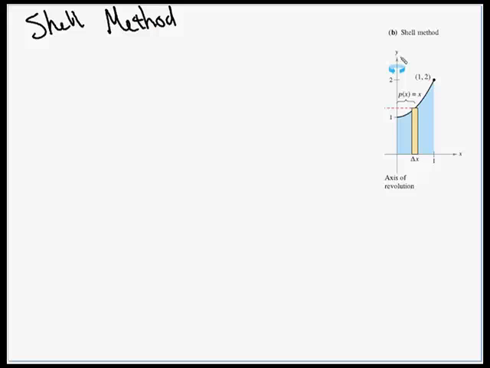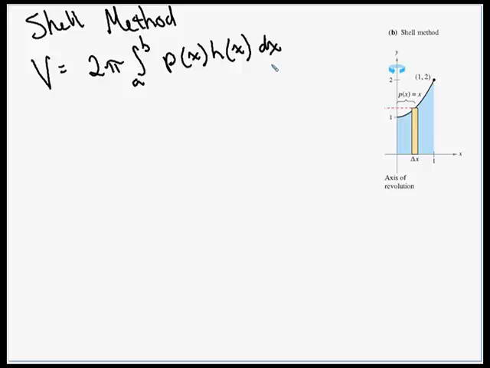So look at the picture now. We are wrapping around the y-axis still, but now we're going to be parallel to our axis of rotation. So volume equals 2 pi, integrated from a to b, of p of x times h of x dx. Let's see if this is the easier method. So 2 pi, and we're integrating along the x-axis now. We're perpendicular to the x-axis with our representative rectangle, so our integral from here will be 0 to 1.